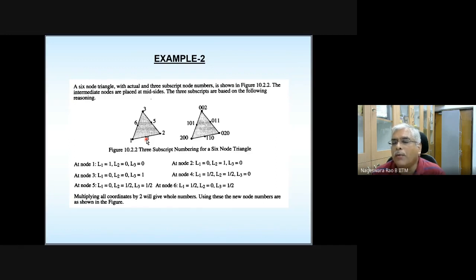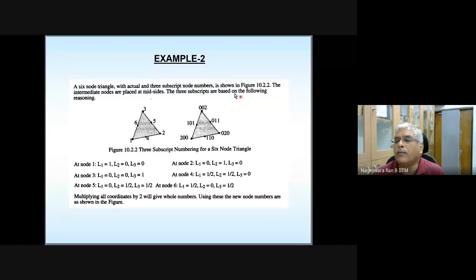So instead of half, half, 0, I'm going to write it as 1, 1, 0. 110 means L1, L2, L3. If I multiply with 2, it's going to be 110. And then the same multiplication I need to do here. Already it is 100. If I multiply with 2, it's going to be 200. So that is how this is obtained.